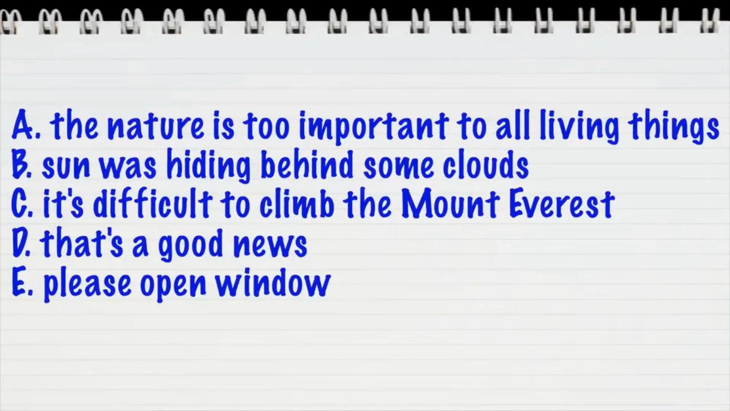After you read these sentences, do you think they are correct? And do you know how to correct them? Pause the video right here and think about it.